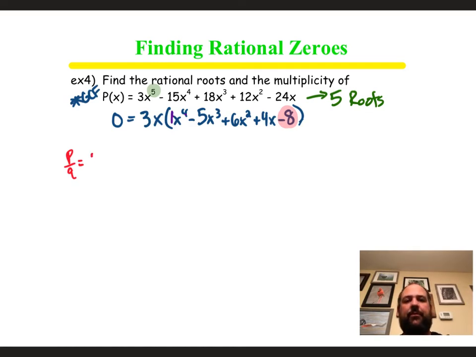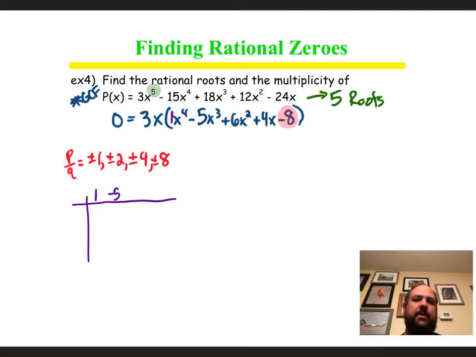So we should have plus or minus 1, plus or minus 2, plus or minus 4, plus or minus 8. If you would like to pause and try this one on your own, go ahead. Otherwise, I'm going to work through here. We're going to have to do some synthetic division. So let's set up our division here because that's not going to factor nicely for me. So I'm going to have 1, then -5, and then 6, and then 4, and -8.